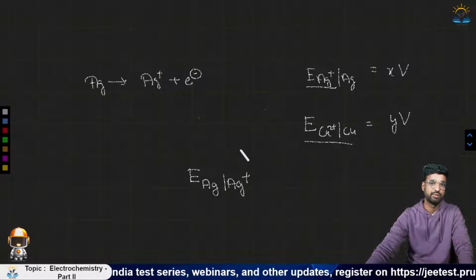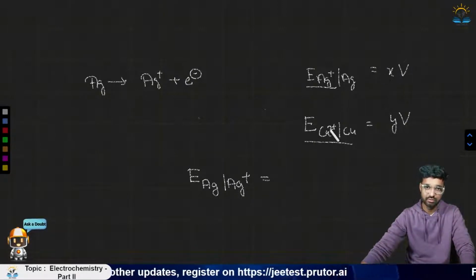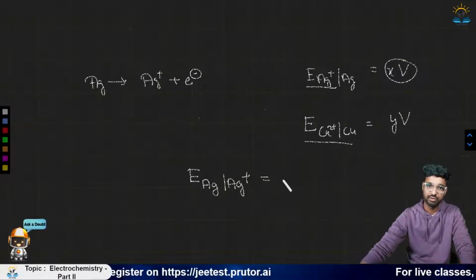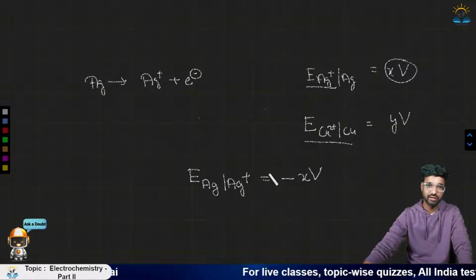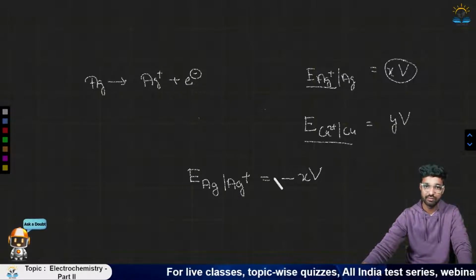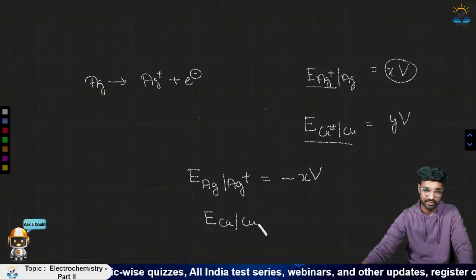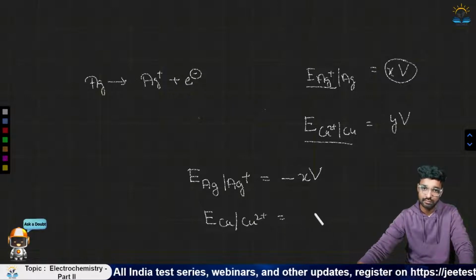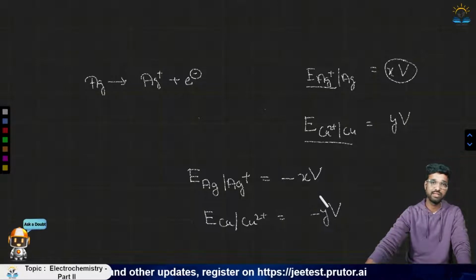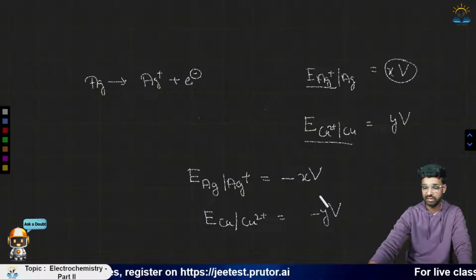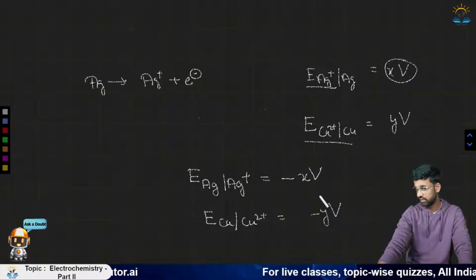Okay. So it should be very clear. So it is the oxidation potential. So our reduction potential was X volt. So oxidation potential will be minus X volt. Similarly, if we want to write the oxidation potential of Cu, which will be represented like this, then it will be minus Y volt. So you should remember this thing, that oxidation potential and reduction potential are nothing but with the negative sign of each other. So they are the opposite sign of each other.